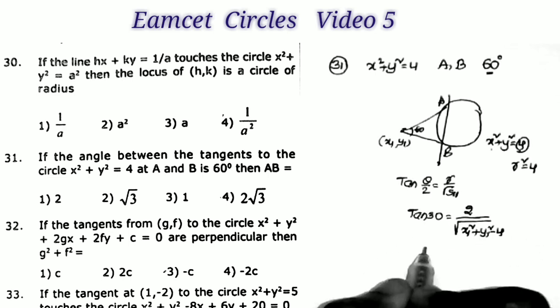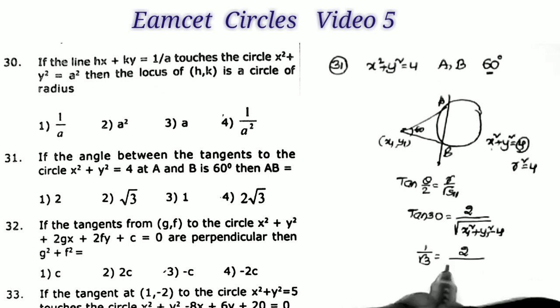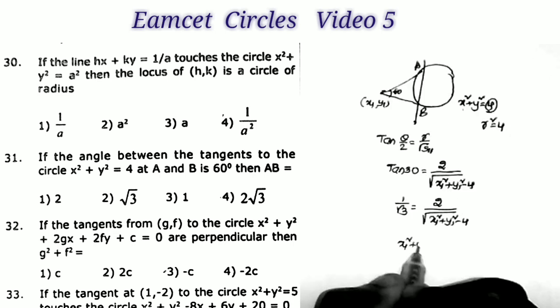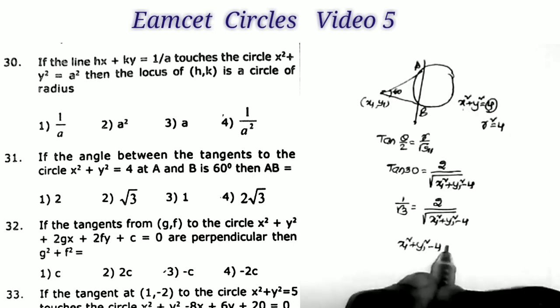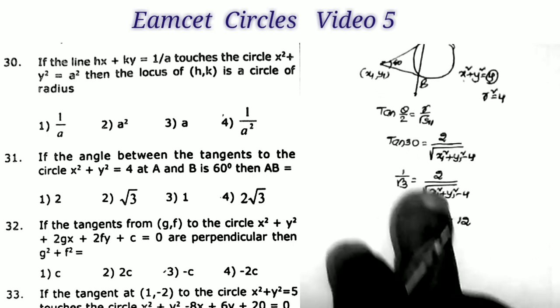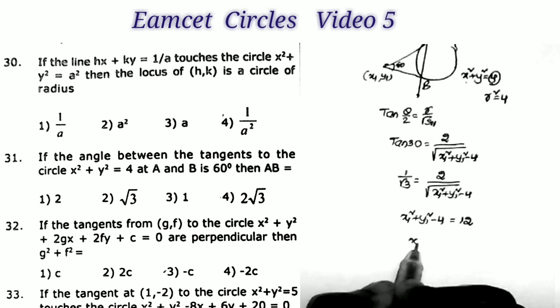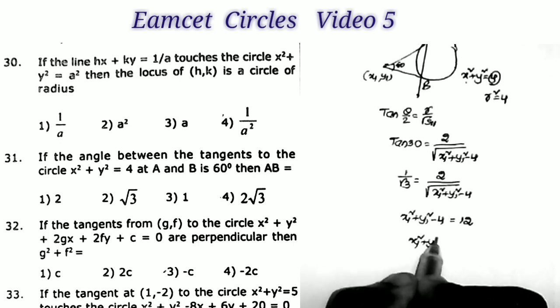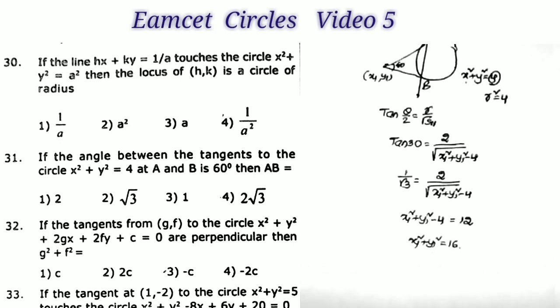Now what is tan 30? 1 by root 3. So 1 by root 3 is equal to 2 by square root of x1 square plus y1 square minus 4. Taking the cross product and squaring on both sides, we get x1 square plus y1 square minus 4 is equal to 12, which implies x1 square plus y1 square is equal to 16.